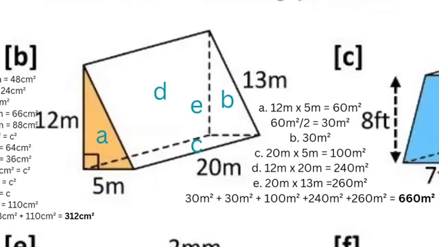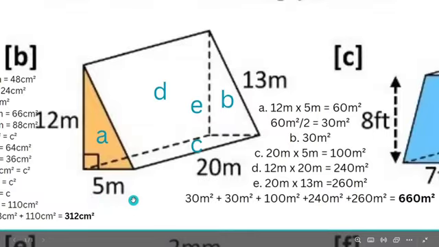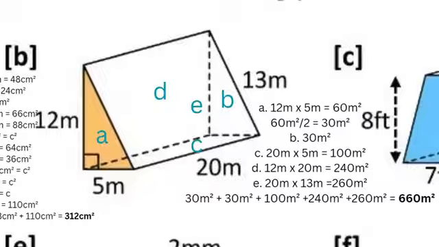Next, we're calculating B. So, same as A, we have to divide the prisms as A, B, C, D, and E. So, to calculate A, we have to take 12 m times 5 m equals 60 m square. 60 m square divided by 2 equals 30 m square. A and B would be the same, 30 m square.